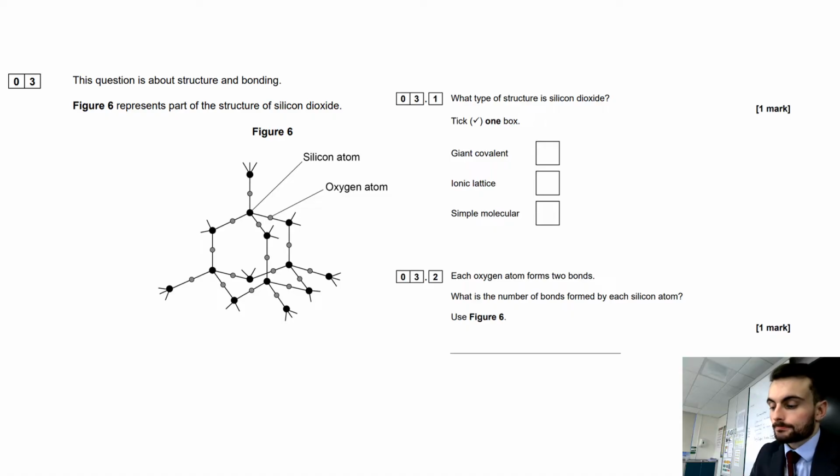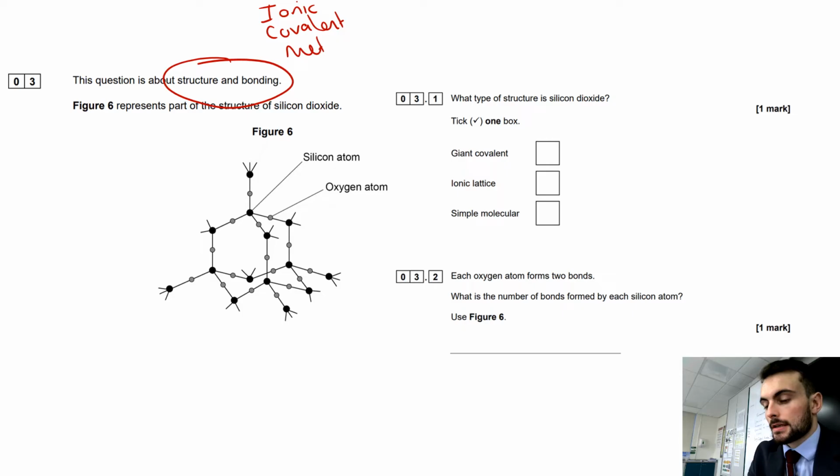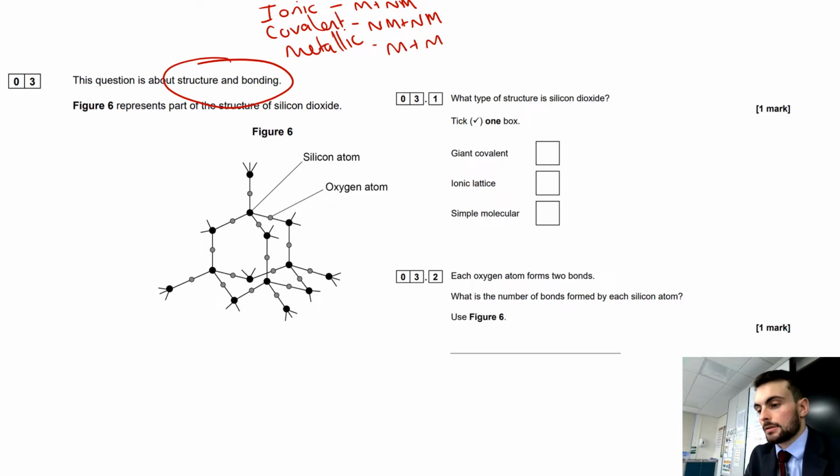Next question. This question is about structure and bonding. As soon as I see that, straight away I'm thinking about what are the 3 types of bonding. Ionic, covalent, metallic. Straight away you can start thinking about what the properties are. Remember, ionic is a metal and non-metal. Covalent is non-metal, non-metal. And metallic is metal only.